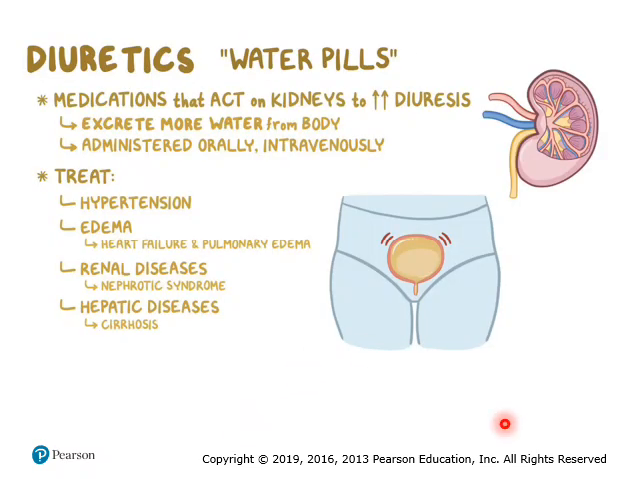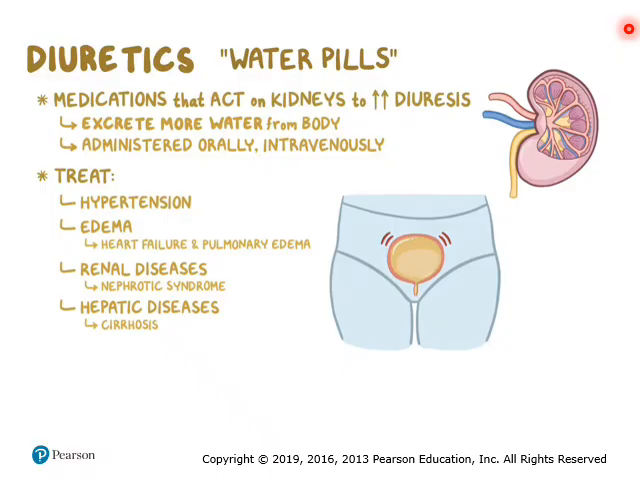Okay, so what are diuretics? Diuretics are often called water pills. They are medications that help the body get rid of excess fluid and salt through urination. They reduce the amount of fluid circulating in the bloodstream, which lowers blood pressure and relieves swelling.